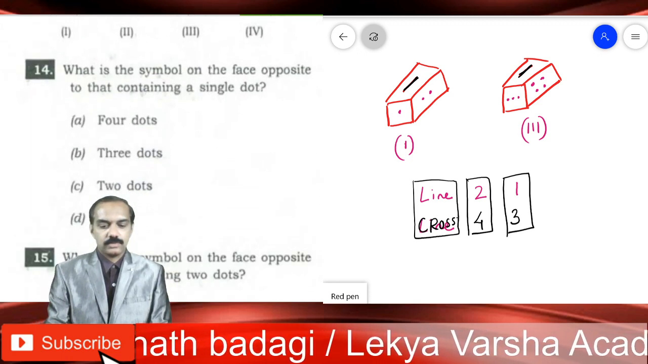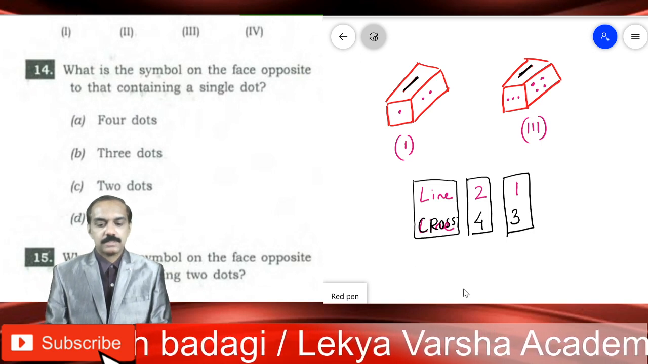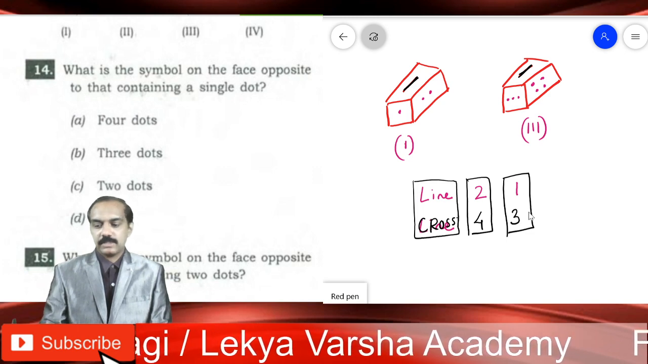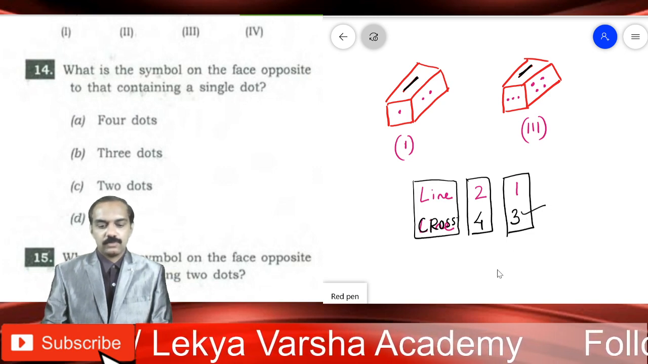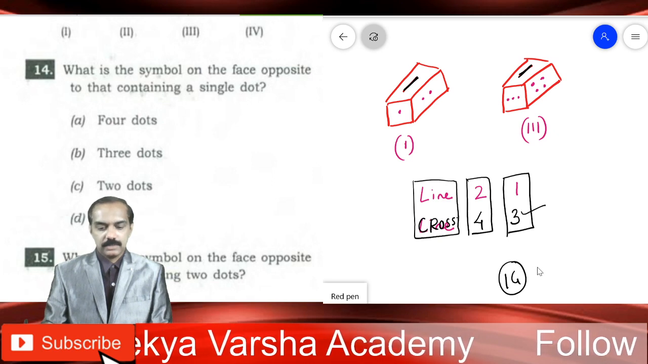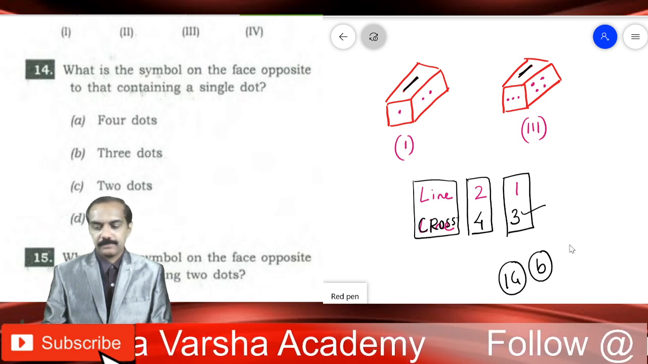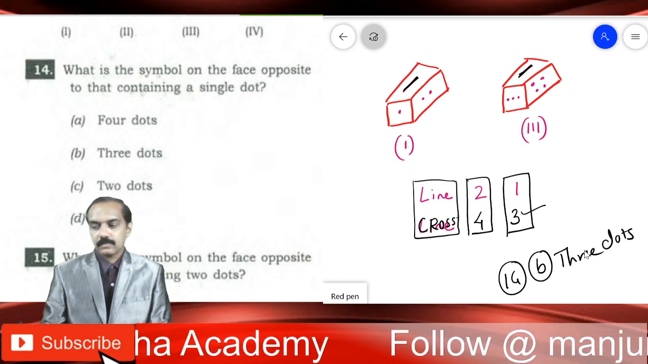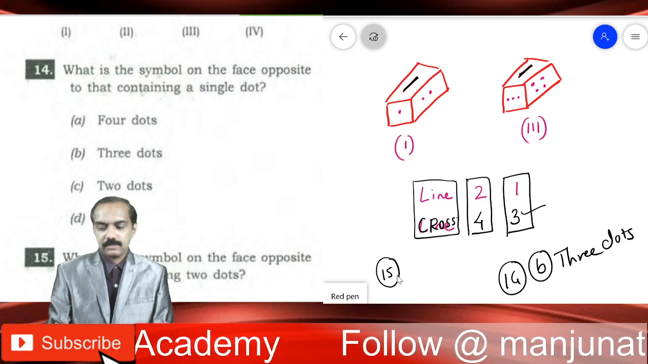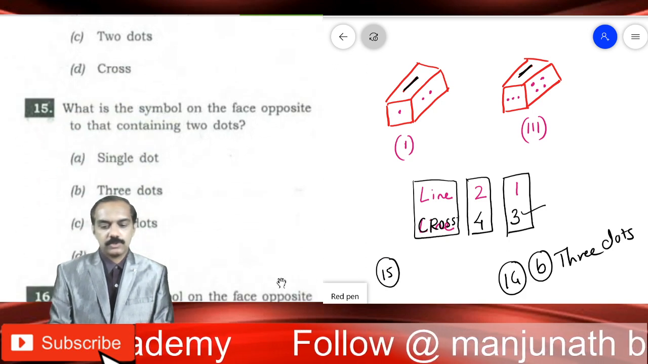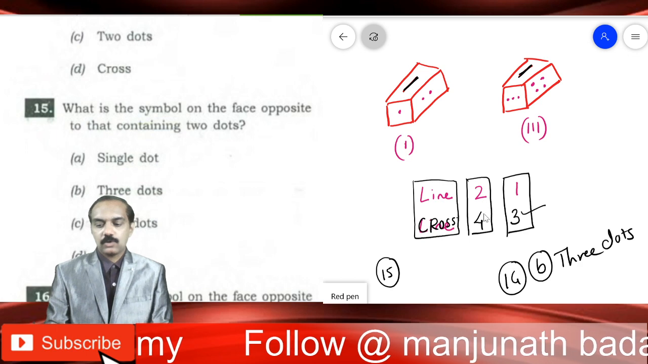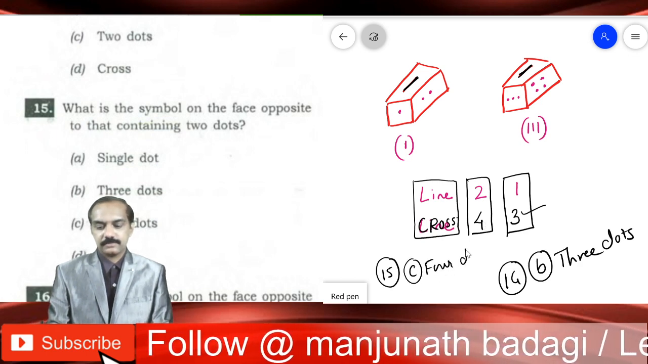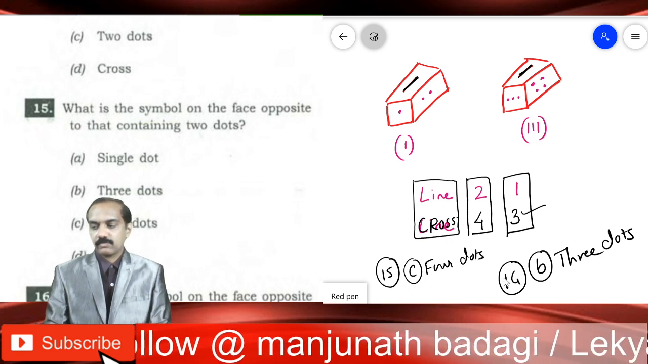The first question, what is the symbol on the face opposite to that containing a single dot? Single dot opposite is three dots. Therefore, for the 14th problem, the correct answer is B, three dots. Next one is 15th. What is the symbol on the opposite face to that containing two dots? Two opposite, it is 4. So third option, 4 dots is the correct answer. So this is how we can quickly answer all the questions.